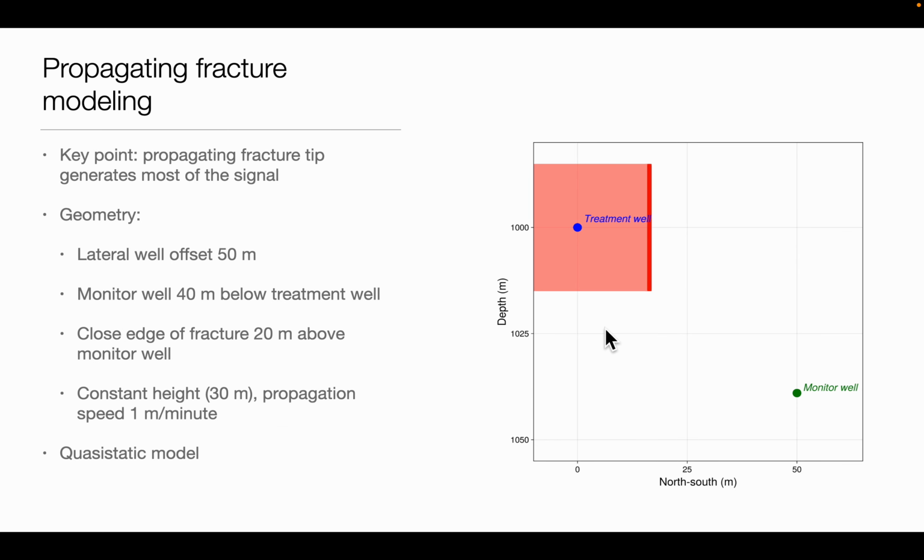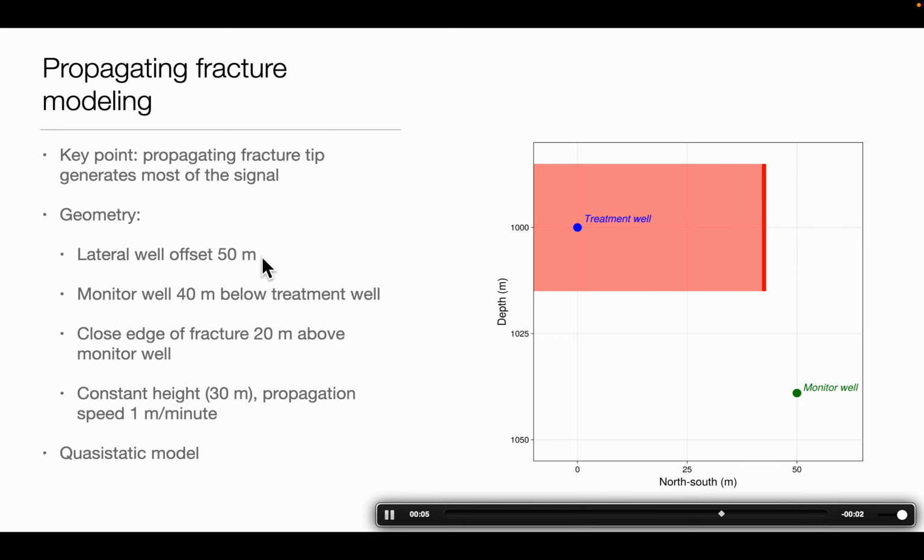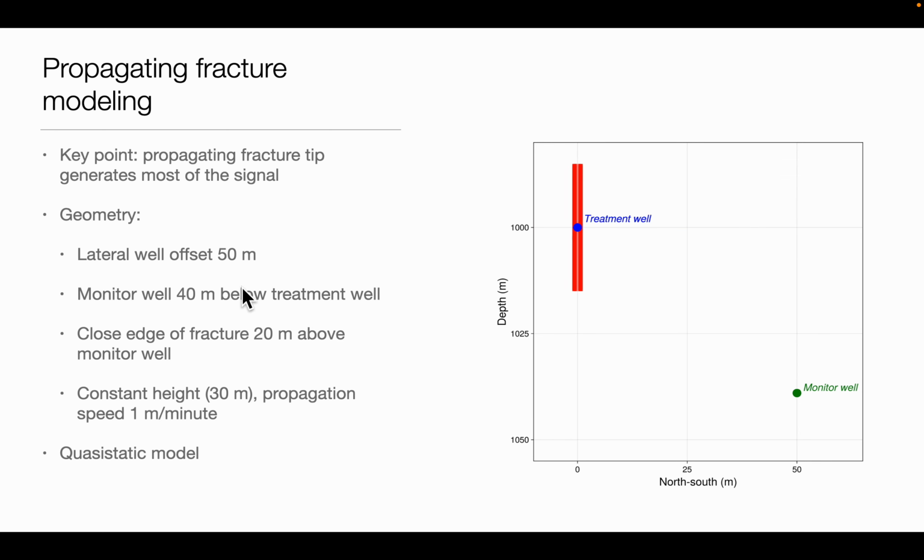We're going to show a simulation of the results of such a propagating fracture, generated using the same general approach as described in the last video. A few key points regarding the geometry are shown here. The lateral offset between wells is 50 meters. The monitor well is 40 meters below the treatment well.